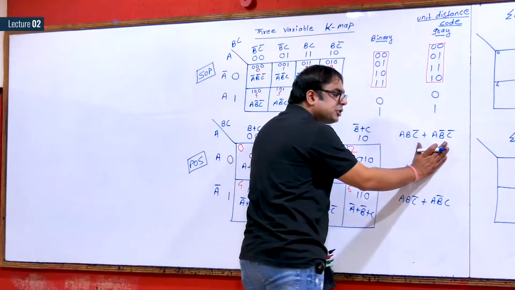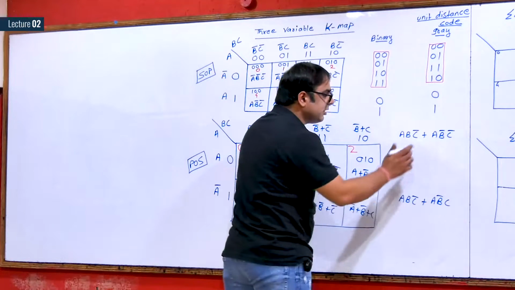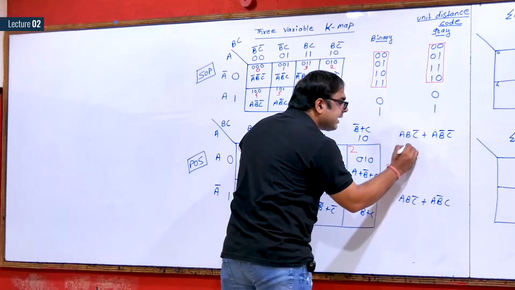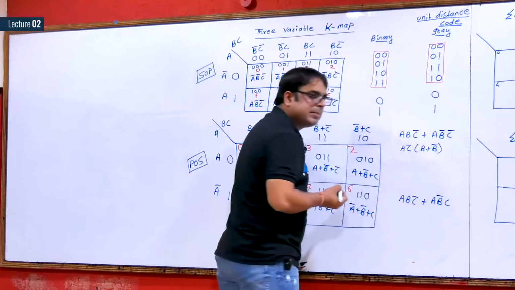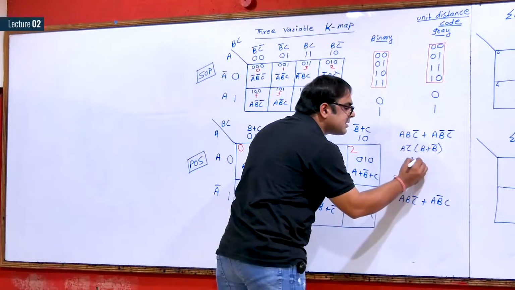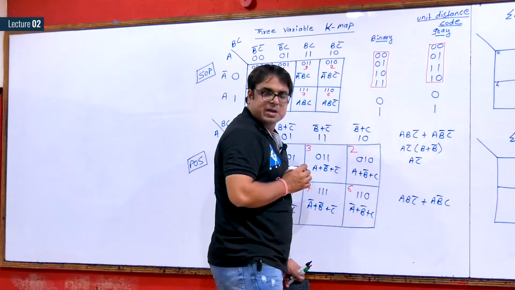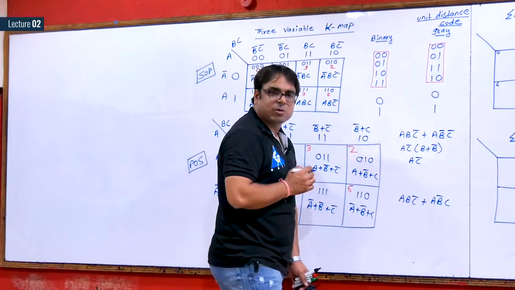In the first expression, try to minimize both the expressions. In this one, if you take AC complement common, this will be B plus B complement. B plus B complement will get reduced and the answer will be AC complement.